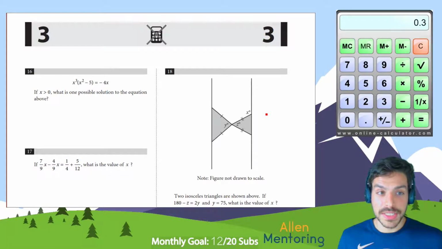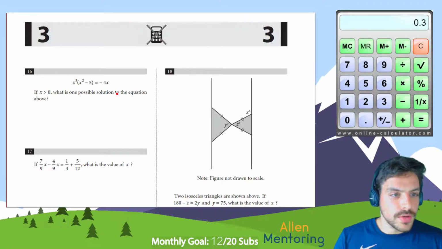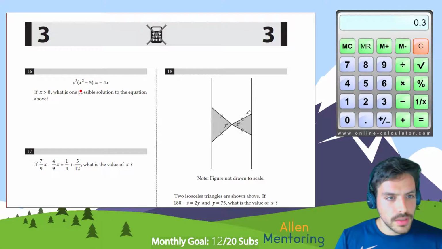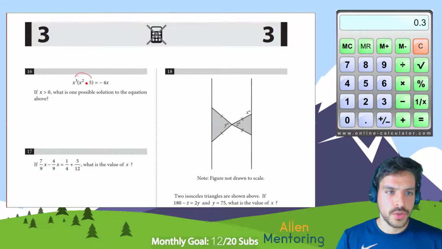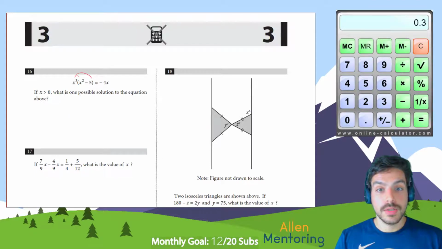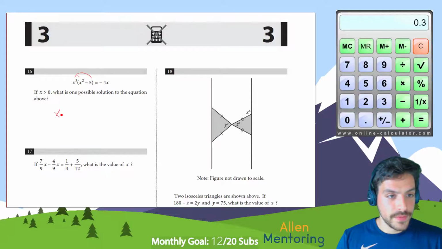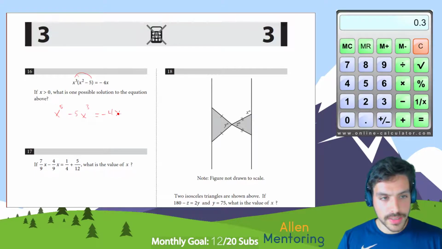And this should be pretty easy, right? In the beginning, the short answers are usually pretty easy questions. So if x is greater than 0, what is one possible solution to the equation above? Okay, so maybe the first thing we could do is distribute x cubed to both of these. So x cubed times x squared is equal to x to the 5th minus 5x cubed is equal to negative 4x.